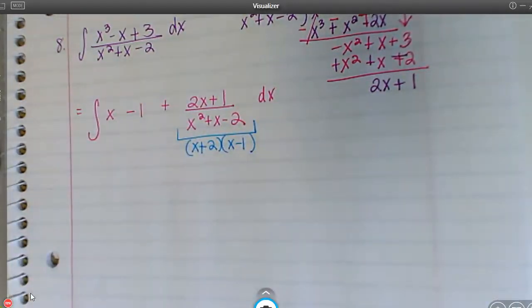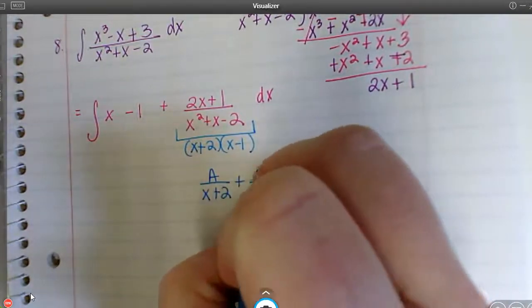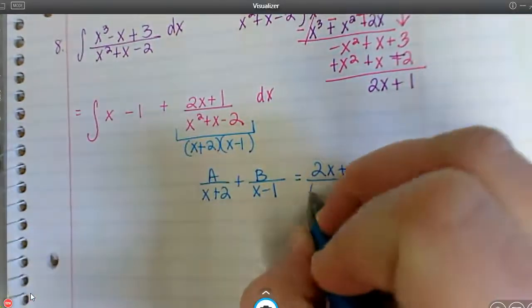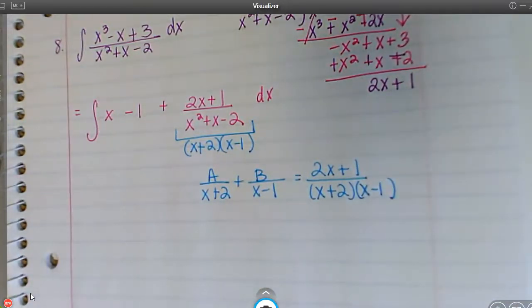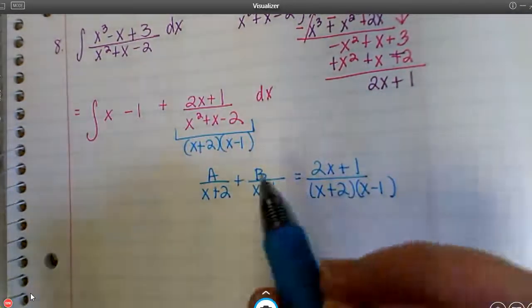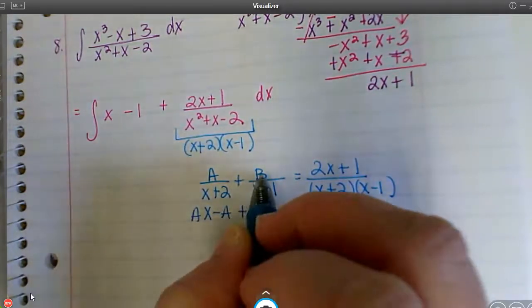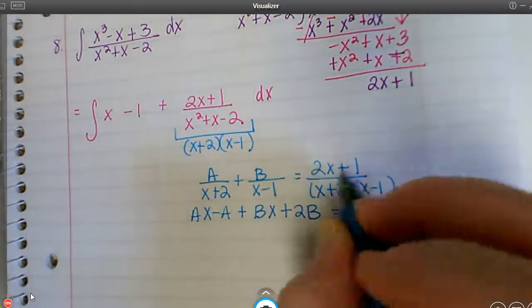That would be x plus 2 times x minus 1. So we'll have A over x plus 2 plus B over x minus 1 equals what you started with over all the stuff. And this part I feel like you can do. The part I really wanted you to see was that dividing. But basically I'm going to multiply the A by the x minus 1, so Ax minus A. B multiplies by the x plus 2, and that equals the top.